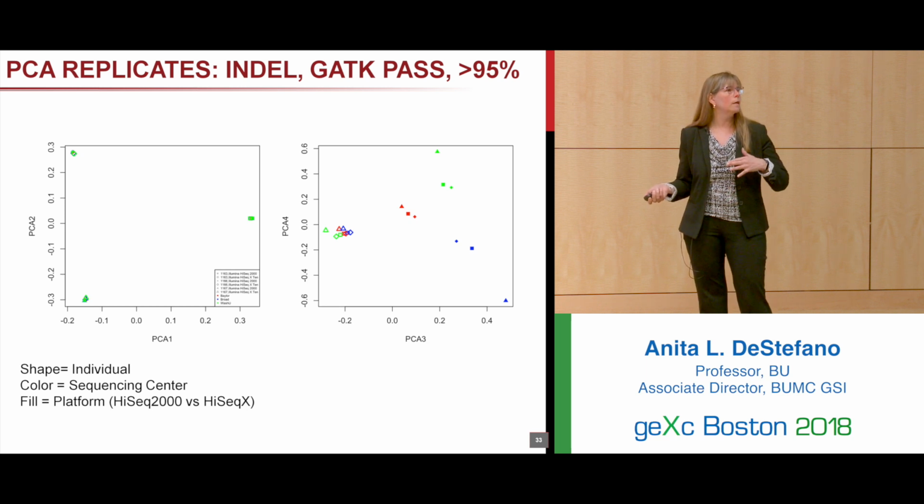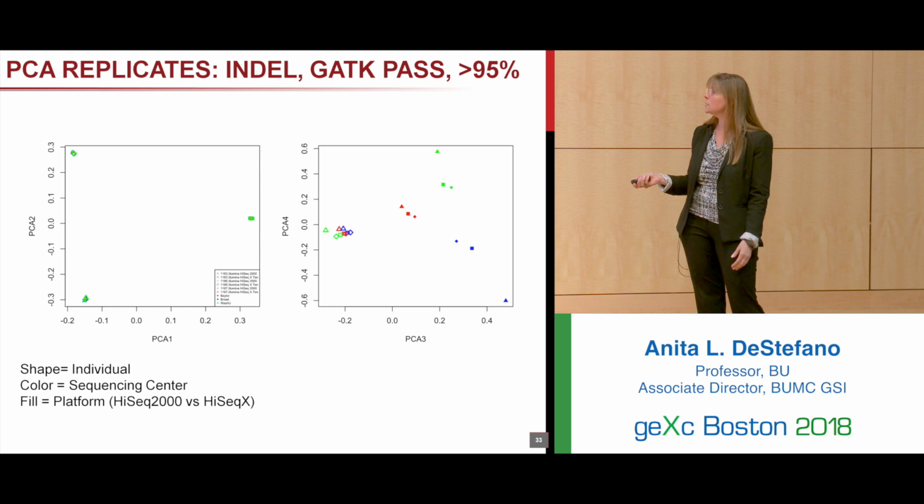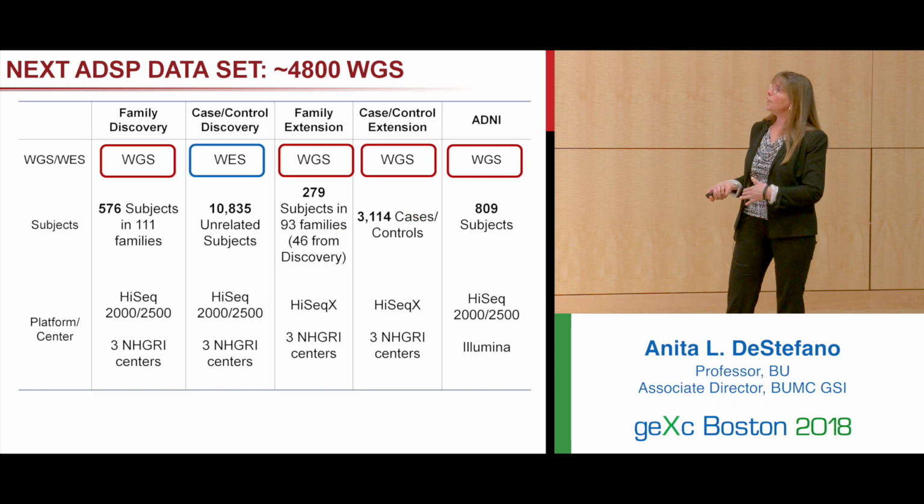So it's not like it's explaining a tremendous amount of variation, but again, I think that this is something you need to be aware of, particularly if, say, your cases and controls are not equally distributed across the platforms. This is the kind of thing that's going to lead to false positives when you're doing association results. So the next step in the data is to call these 4,800 sequences together.